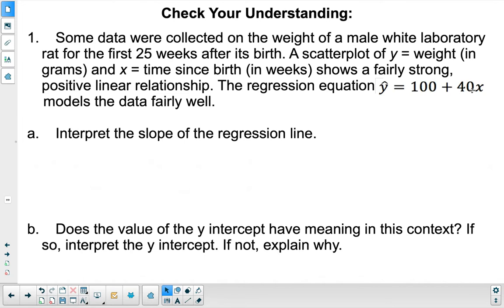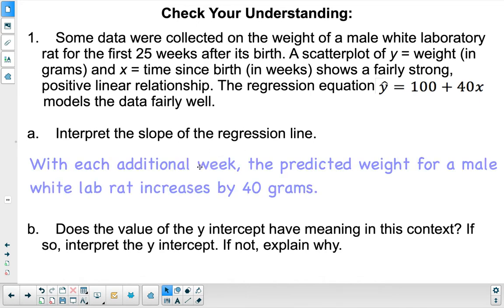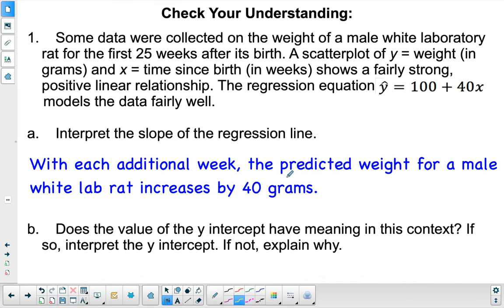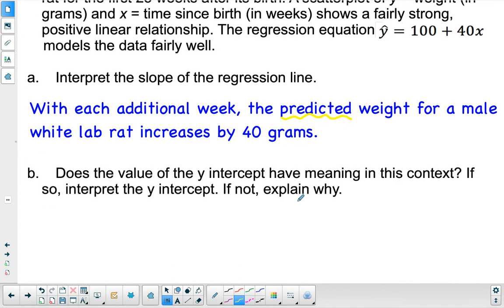So the slope is always that number in front of x. So we have 40. So you want to think as x increases by 1, y is going to increase by 40. So here it is written out: with each additional week, because x is time in weeks, with each one additional week, the predicted weight. Now that's really important that you have predicted there. Predicted weight for a male white lab rat increases by 40 grams, that slope. So make sure you're putting units, make sure you're writing predicted.